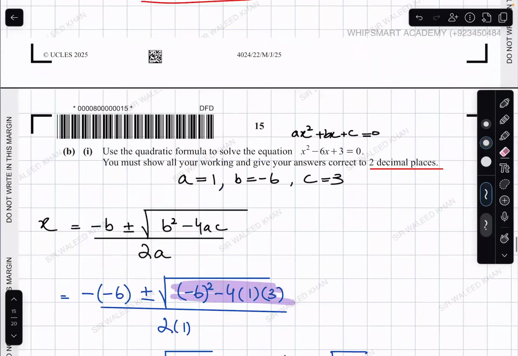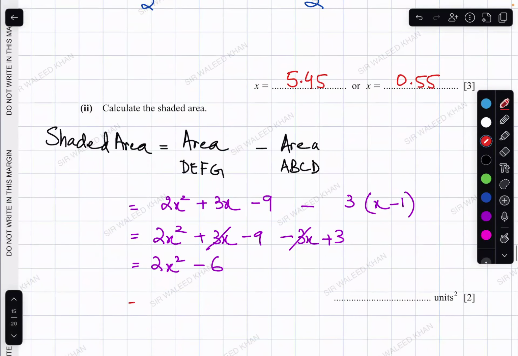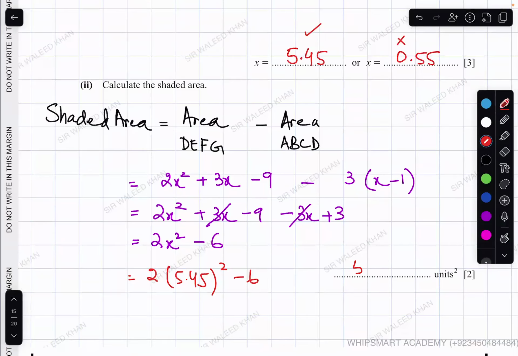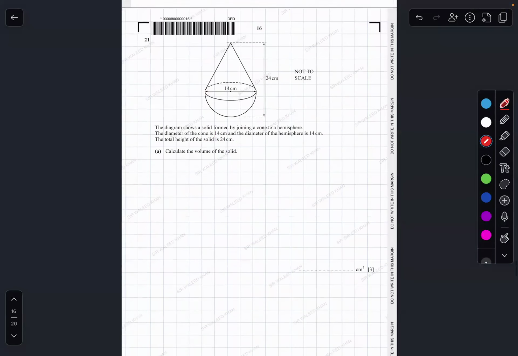Yes. Because the value of x minus 2, if I use this value of x, it becomes negative, the length cannot be negative. So I'm going to use this value, not this one. So 5.45 square minus 6. What do we have? Minus 2 minus 6. We have 53.4. That's the answer. Okay, question number 21.